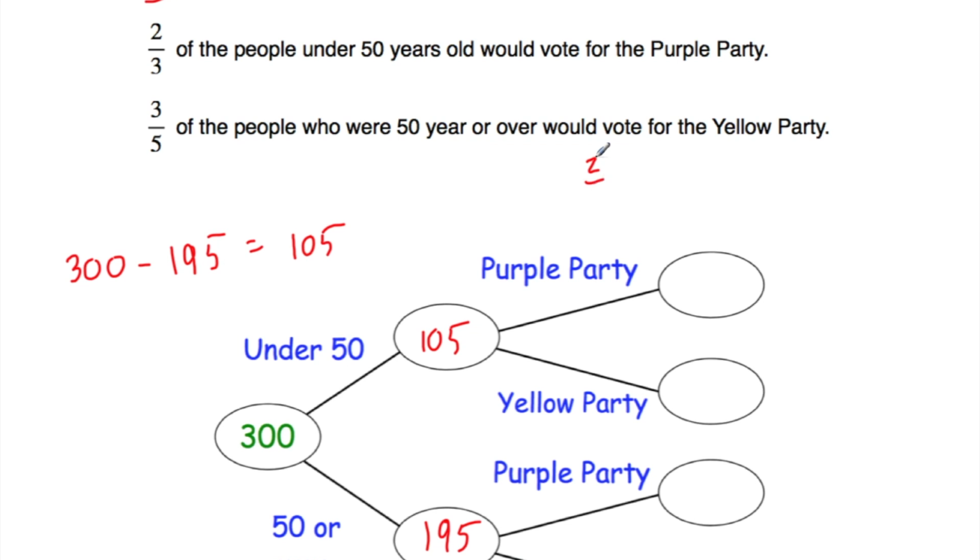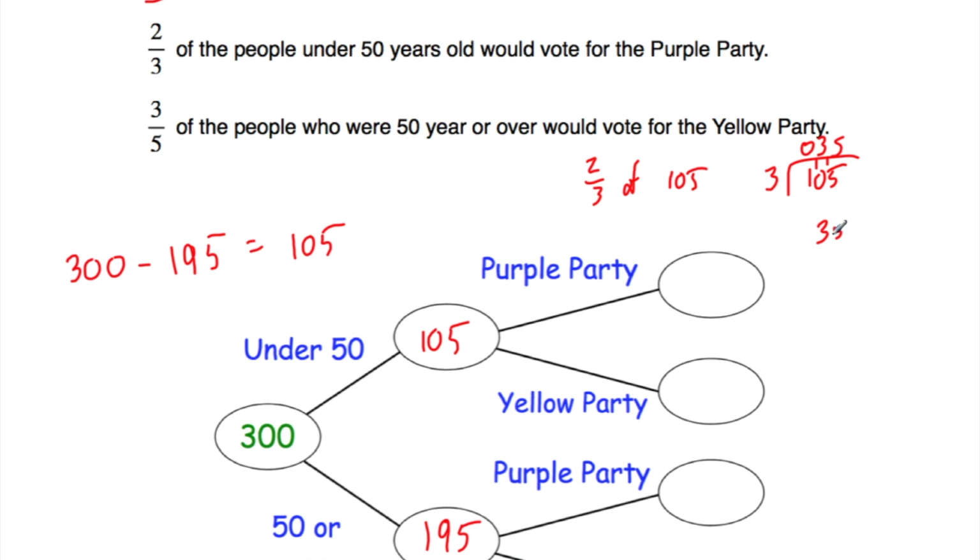So let's work out 2/3 of 105. To get 2/3 of 105, we're going to need to divide it by 3 to get 1/3. So 105 divided by 3. 3 into 1 doesn't go, remainder 1. 3 into 10 goes 3 times, remainder 1. And 3 into 15 goes 5 times. So 1/3 of 105 is 35.